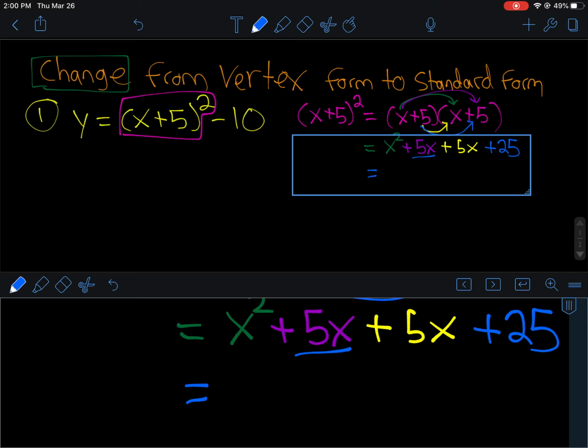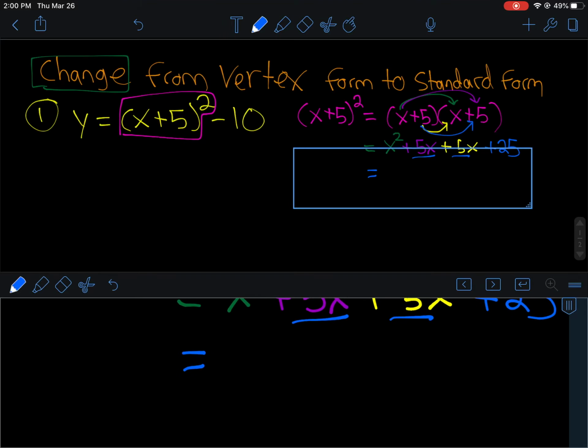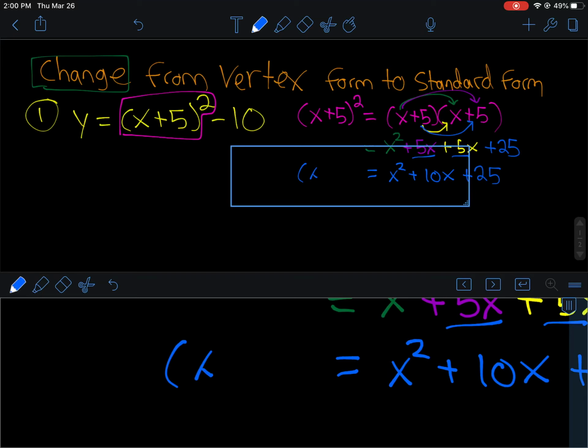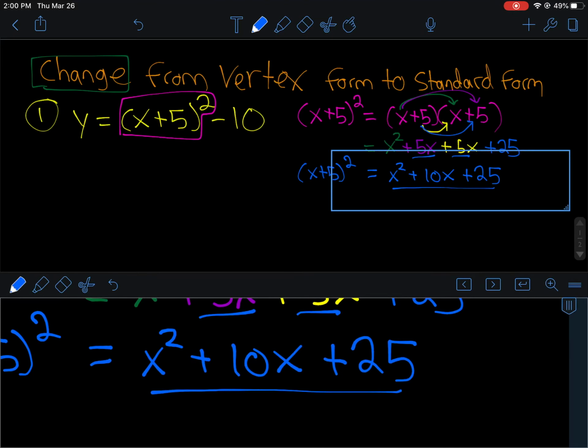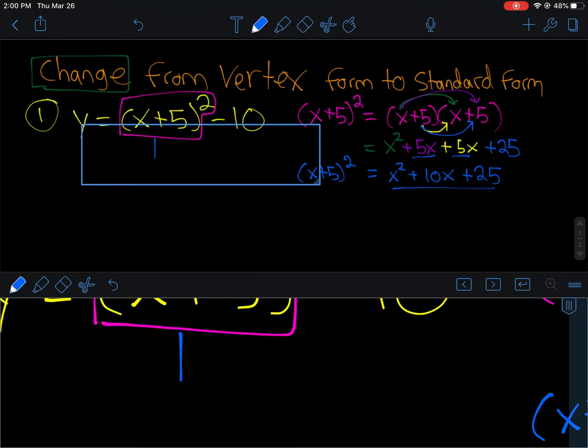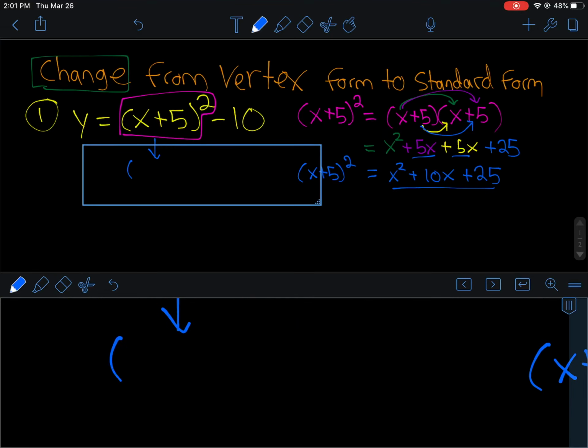Now when you get here, remember you can combine like terms. So I have 5x plus 5x, which is 10x. And then I have that plus 25 right there. So understand (x plus 5) squared is equal to x squared plus 10x plus 25. So you're going to do this to the side. And what I'm going to do is change this to (x squared plus 10x plus 25).